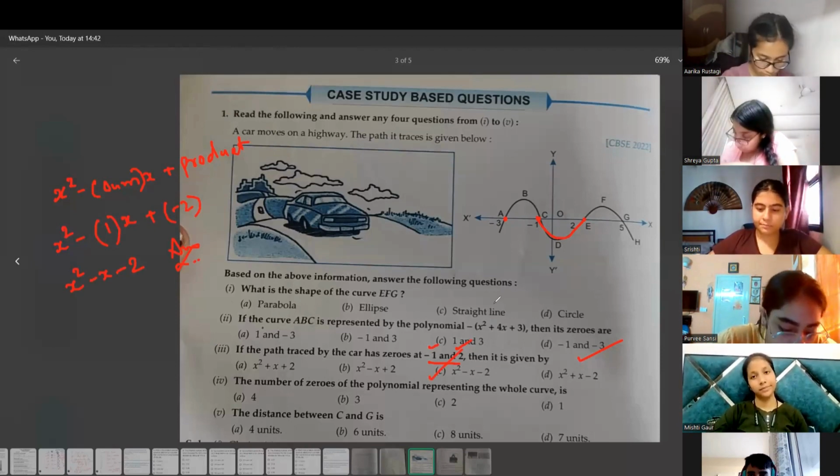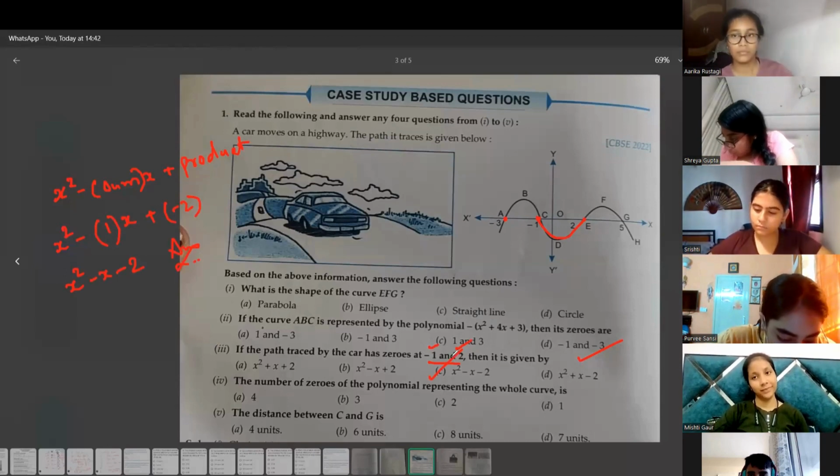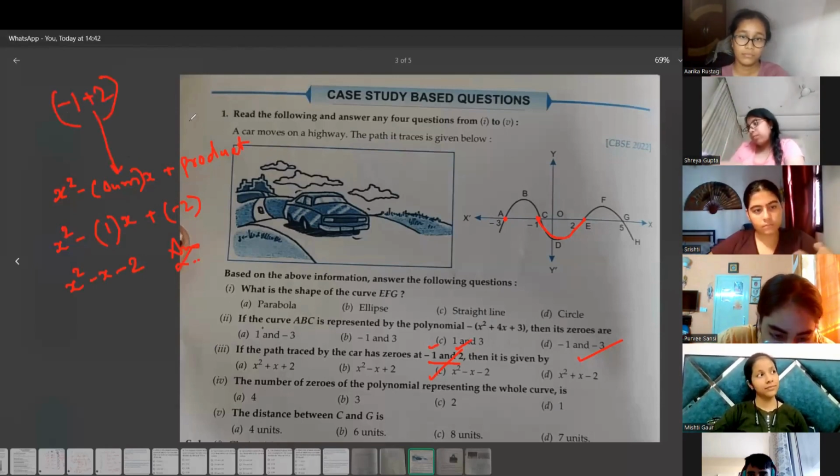मेरे को समझ नहीं आया मैम. Why did you take 1 as the sum and 2 as the product? No, I didn't take. I solved, beta. -1 and 2 tha na. So I solved that, added that to get the sum. And these two I multiplied to get the product. But it's just that I did it orally. Okay.